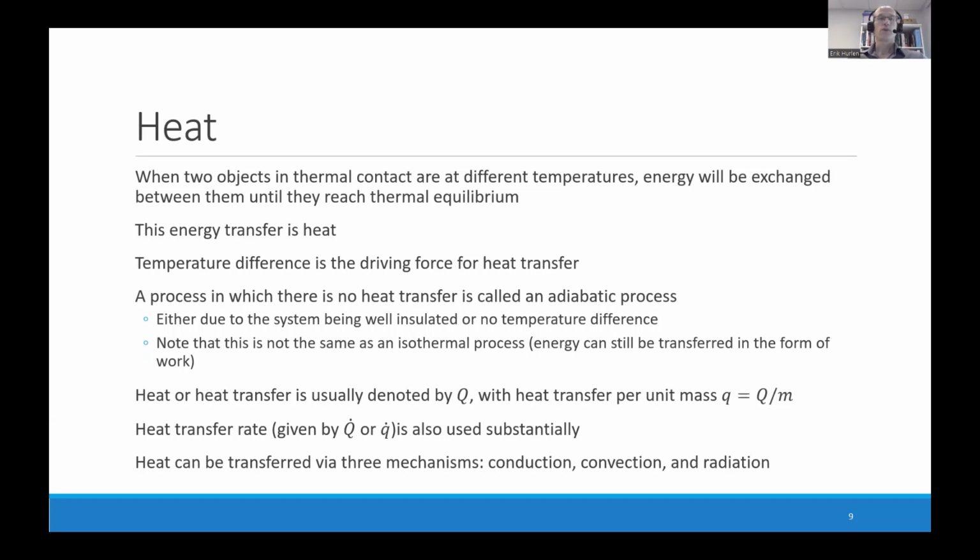Heat transfer is denoted by Q and also has the per unit mass form, little q, as well as heat transfer rates per unit time, denoted by dots over the q's. There are three processes in which heat can be transferred: conduction, convection, and radiation. The details of those are not going to be important for this class. In fact, that is a whole other class in and of itself. Here, all we care about is the amount of heat being transferred. We don't care too much about the how.